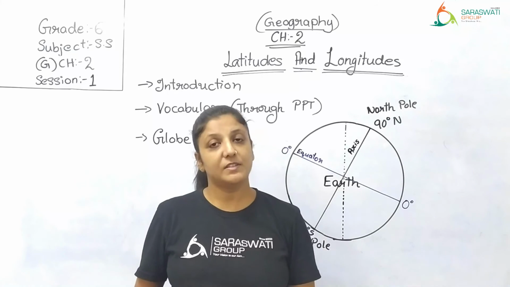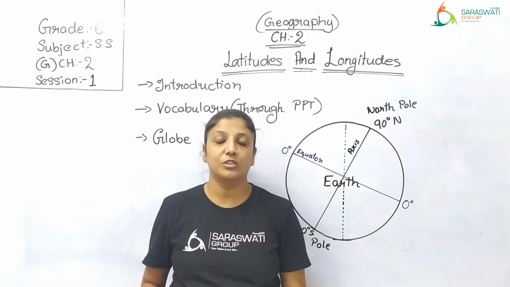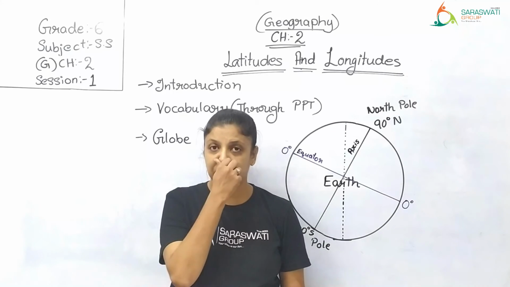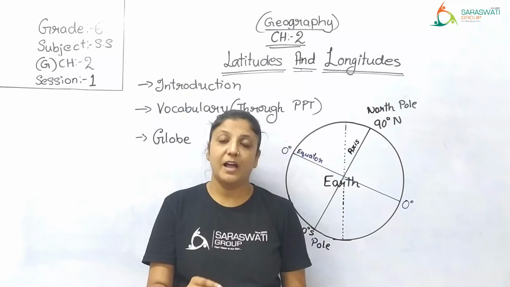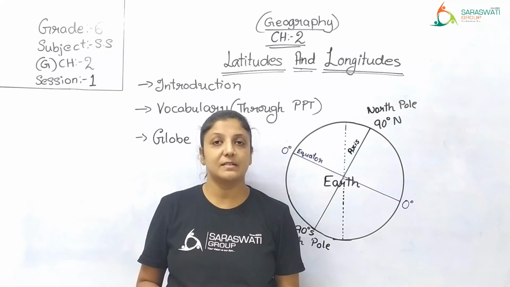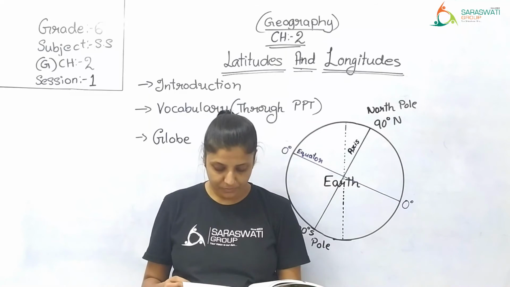These lines are just imaginary lines. They are not actually there on the surface of the earth. But all the maps and globes have these lines, and the numbers or the degrees of these lines are fixed. They cannot be changed.